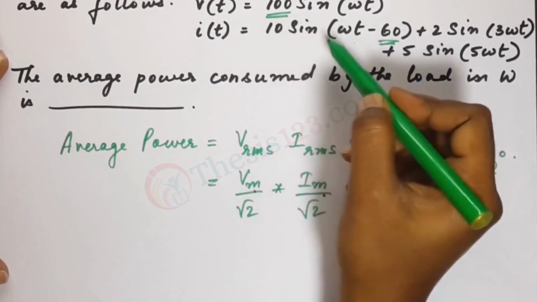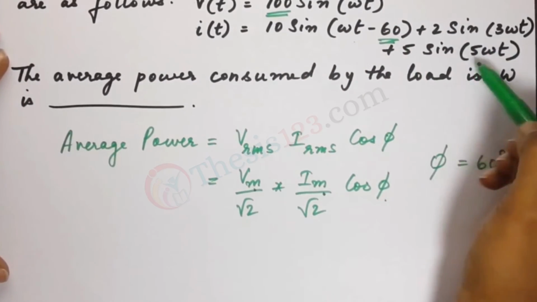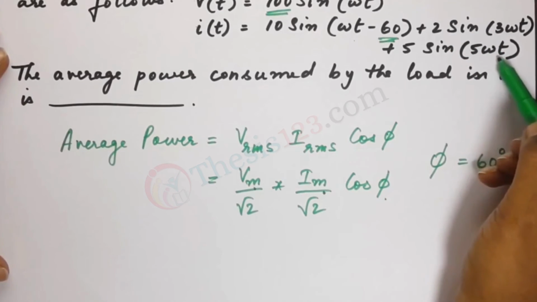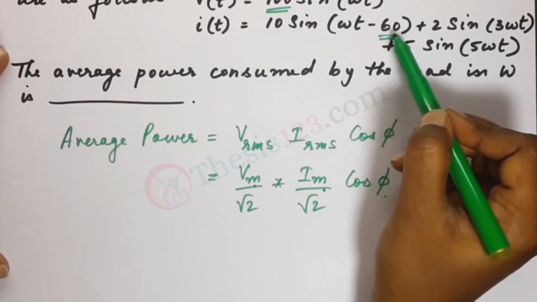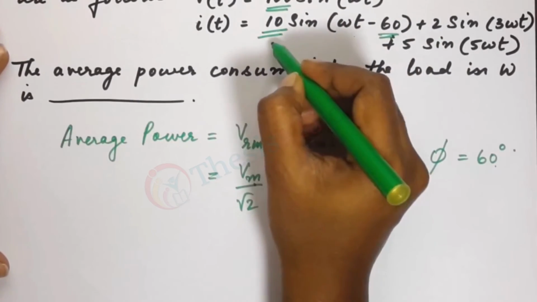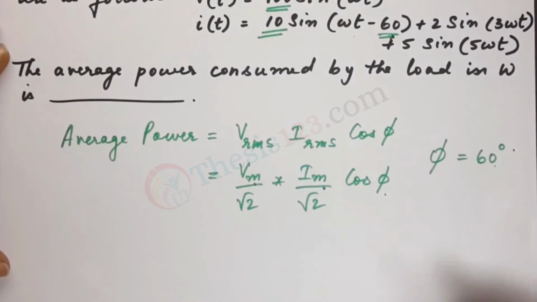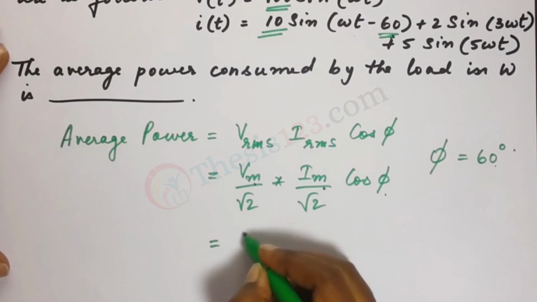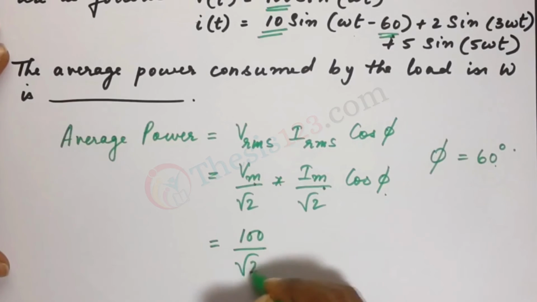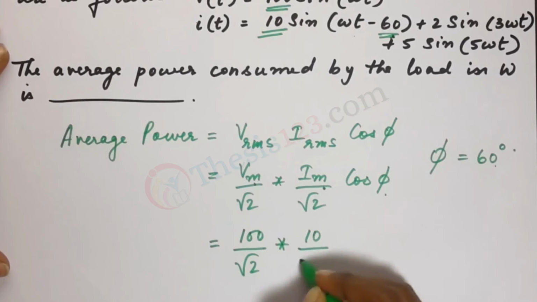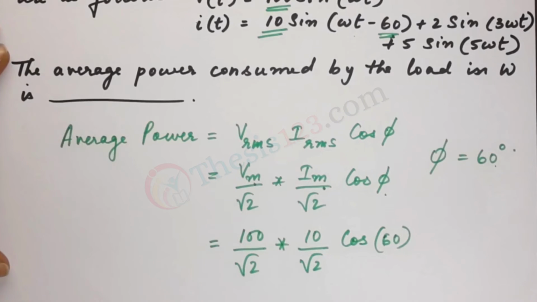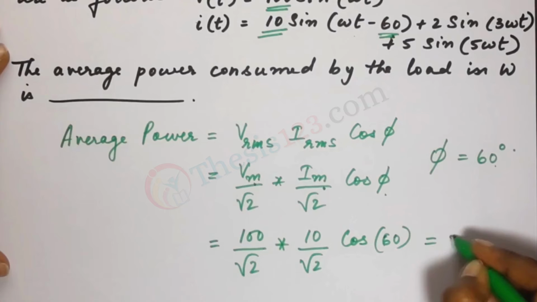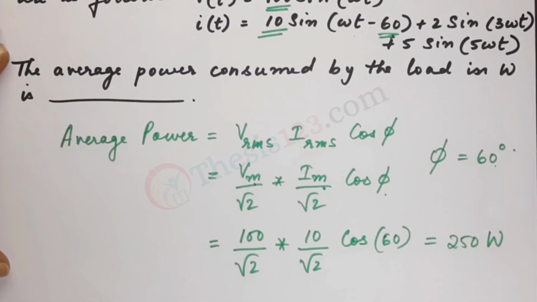For current, it is 10 sin(omega t minus 60). Sure, there are other terms in the current, but since the first term consists of the angle, this is going to be our peak current. So substitute the values. We have 100 divided by root 2 into 10 divided by root 2 cos 60. If we solve that, we get the answer as 250 watts. So 250 watts is the final answer.